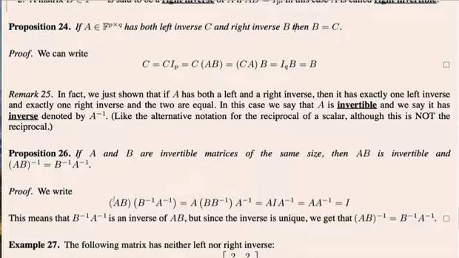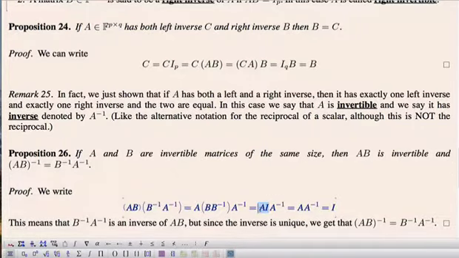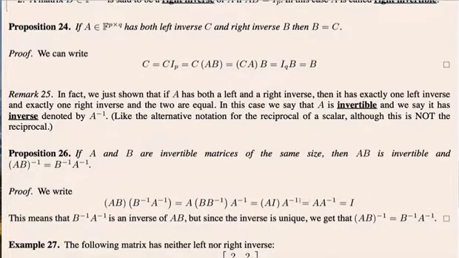And to show this, we can write AB times B inverse A inverse. The product is associative, so we can regroup this and write A times (B B inverse) times A inverse, but B B inverse is the identity matrix, and that means that when you multiply, for example, A times I, that leaves us with just A, and then A times A inverse is I. So this means that B inverse A inverse is the inverse of AB, and we already know that the inverse is unique, so that means that B inverse A inverse must be (AB) inverse.